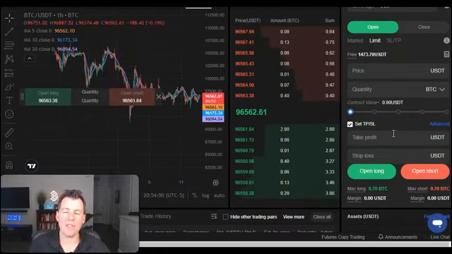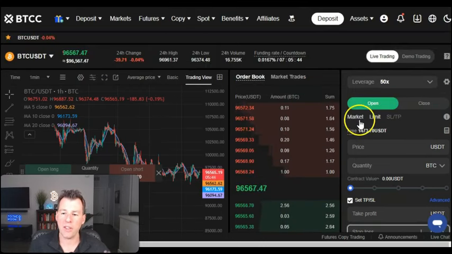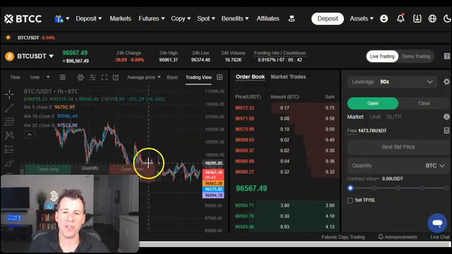So for take profit, if this is a long, for example, you would set the price above the current position where you want to take your profits, closing out the position right there. For stop loss, if it's a long, you would set the price below current levels where you want to just cut the losses, closing out the position before it hits liquidation. For this trade, I will be doing a market trade just for simplicity purposes.